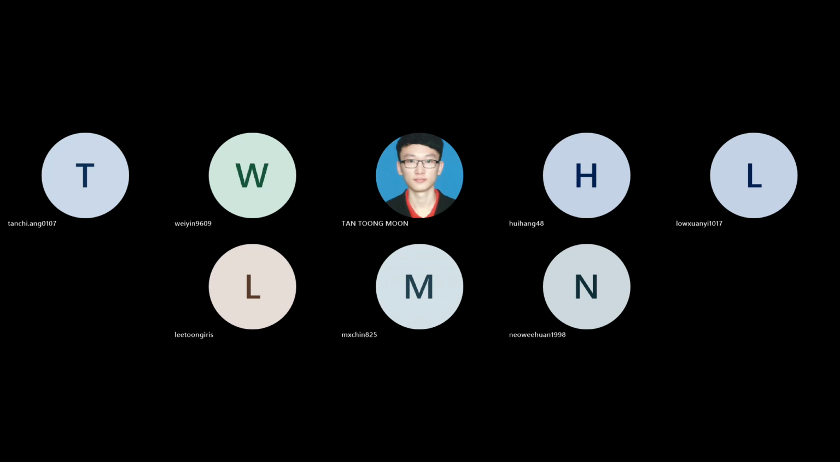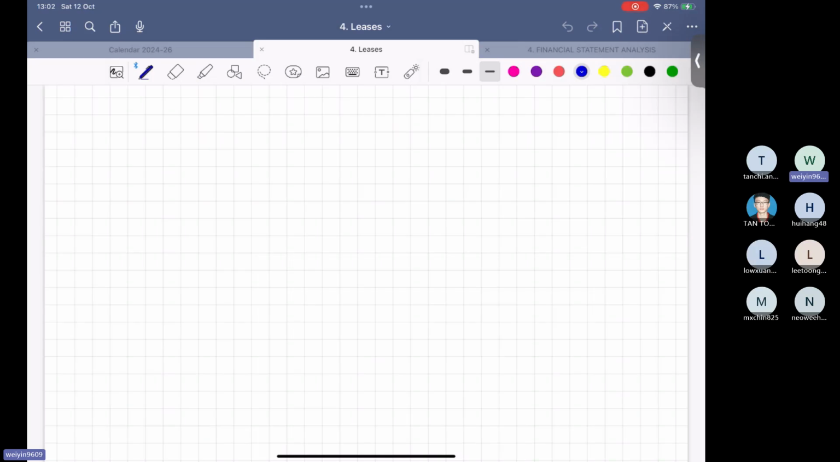Okay, so now we proceed to IFRS 16. Before we go to IFRS 16, just a brief introduction to you all on why we have this IFRS 16. Before IFRS 16 was implemented, we had one standard called IAS 17. This standard also talks about leases. Why do we have this standard?